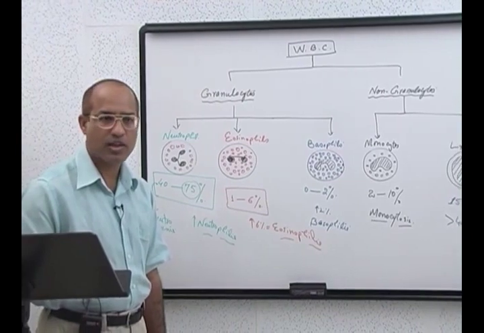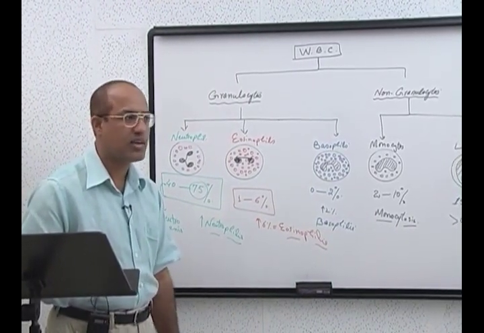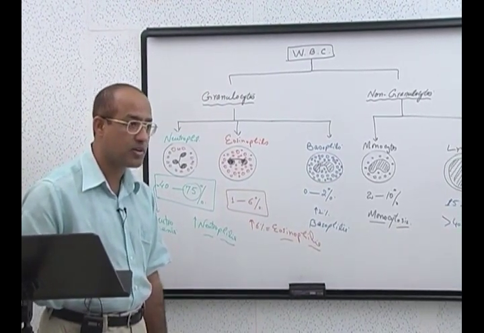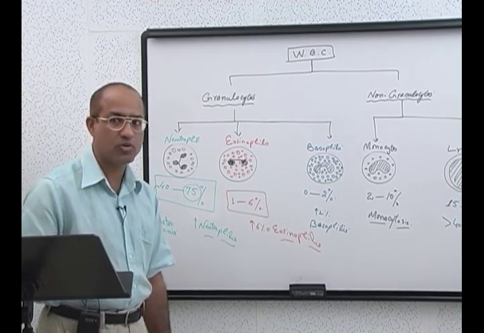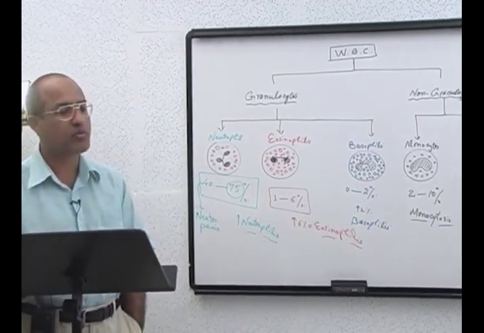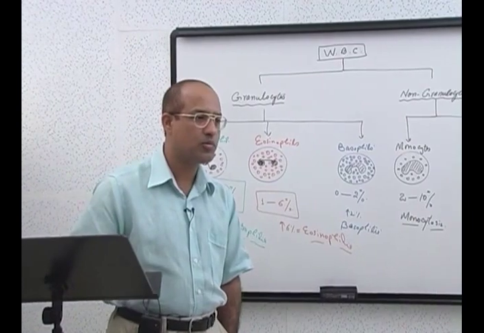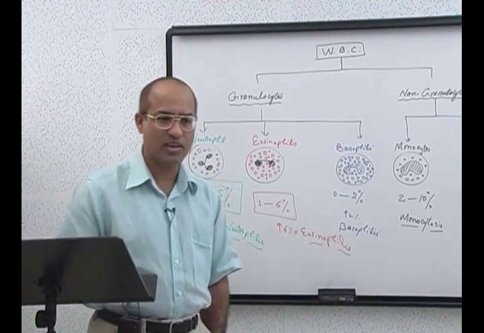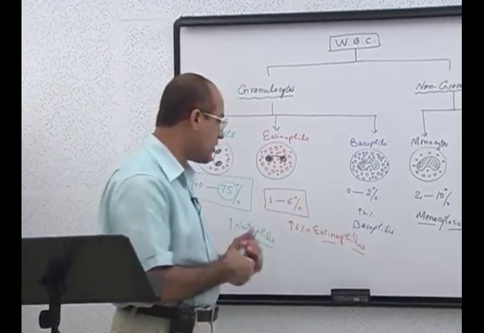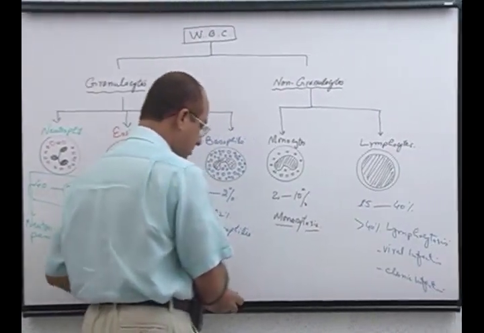All of you know the granulocytes, like other blood cells, are produced in the bone marrow, right? And the process by which the granulocytes are produced in the bone marrow is called granulopoiesis. So now we will talk about granulopoiesis.